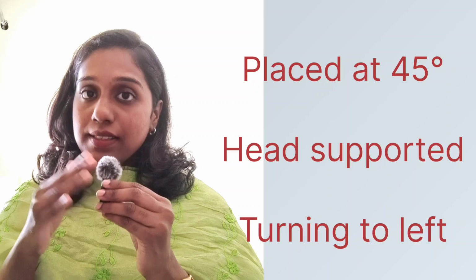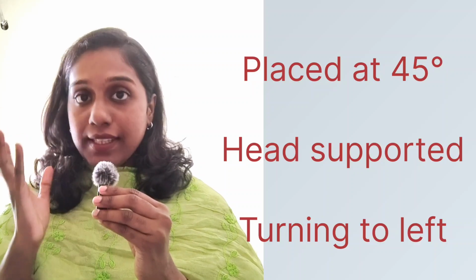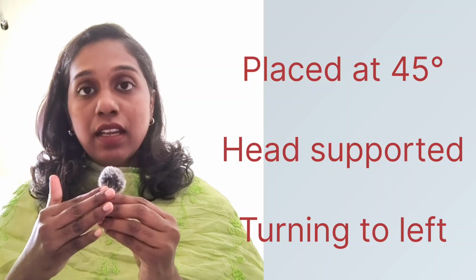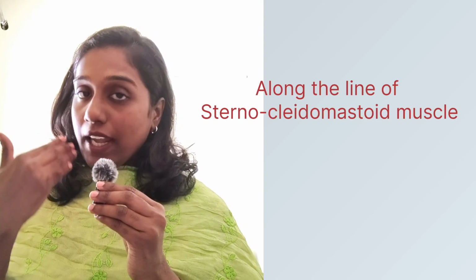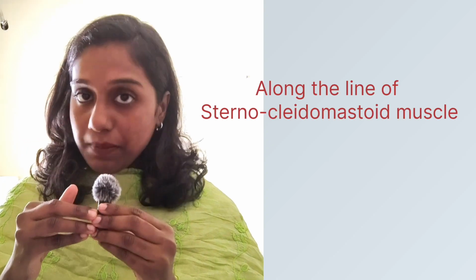When a person is placed at 45 degrees, supporting the head and turning it to the left side, the JVP can be visible along the line of the sternocleidomastoid muscle. The right internal jugular vein is the best vein for accurate estimation of central venous pressure. This recording of JVP is known as a phlebogram. In this video, I am going to discuss mainly the JVP waveforms.